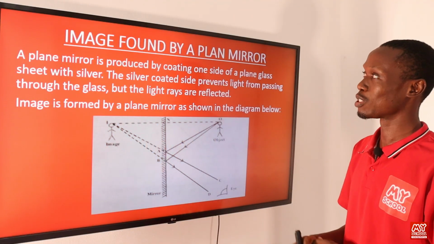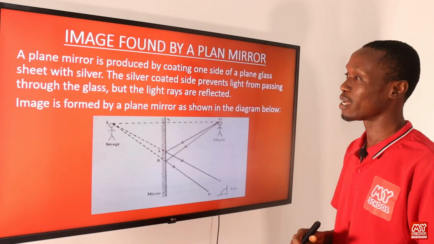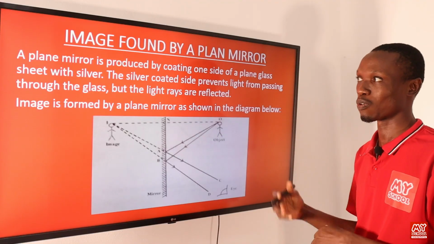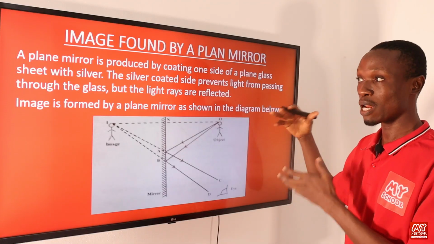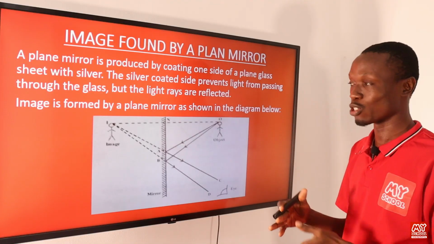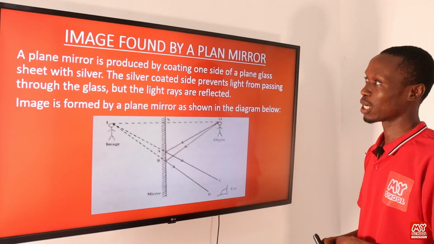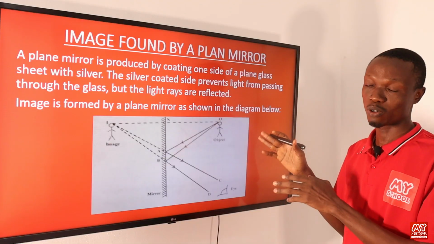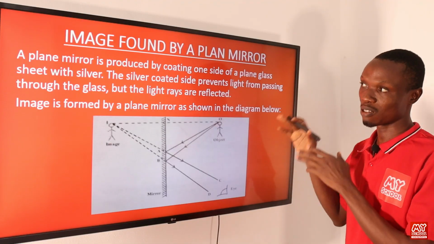Here we are going to be discussing the image formed by a plane mirror. Now remember, this is a continuation of our previous video. We have done the preliminary or introductory part of reflection of light waves. So now let's start. How is a plane mirror formed? That is what we are going to be talking about in this first slide.